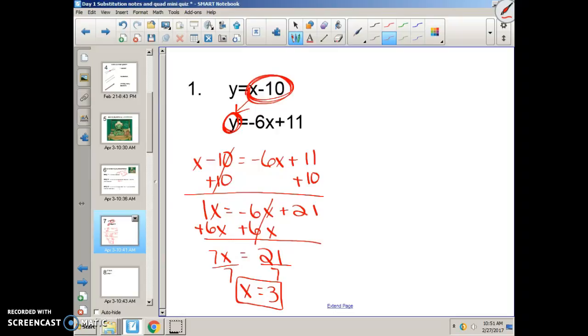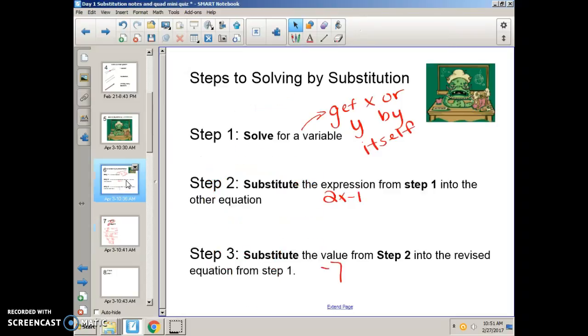Now, normally we're kind of patting ourselves on the back and saying, yay, we're done. But we have 2 variables this time. So let's go back to our steps. We have solved for a variable. That was already done for us. We substituted that expression in to get x equals.